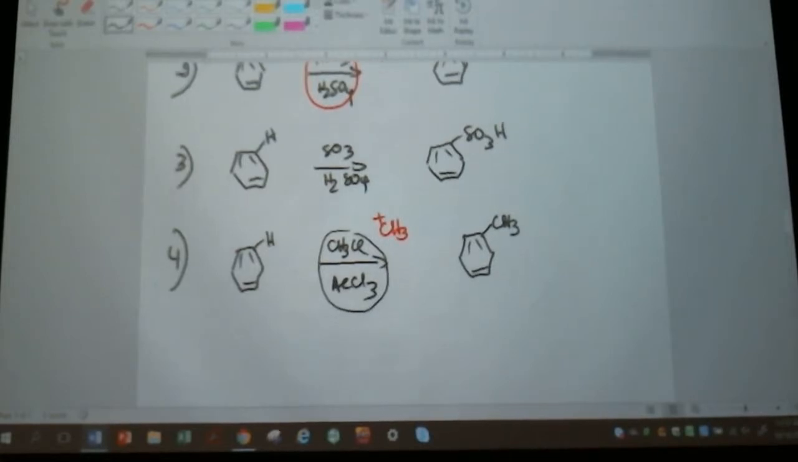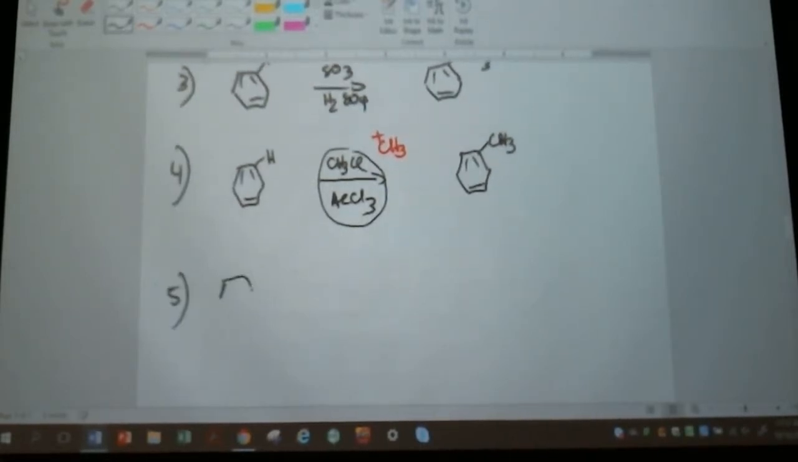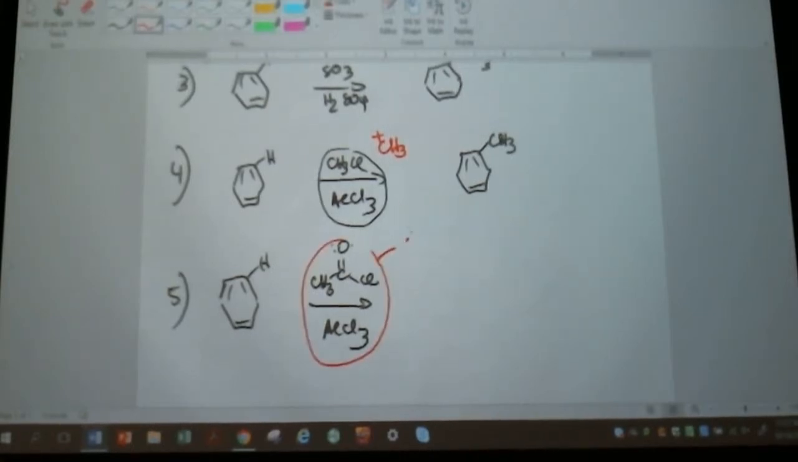Or a Friedel-Crafts acylation, where I'm going to add an acyl chloride as opposed to an alkyl chloride in the presence of a Lewis catalyst. These two are going to react together and effectively form an acylium ion. And that is the reactive species that then will react with benzene and form this type of acylated benzene.